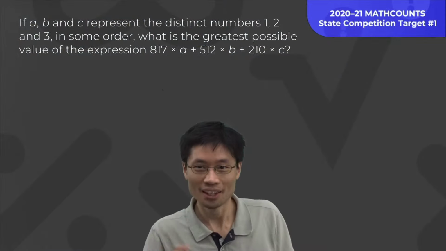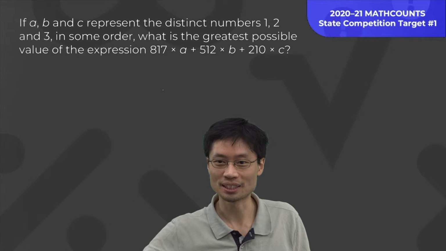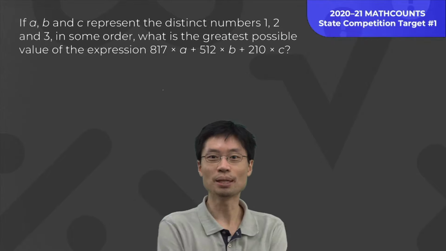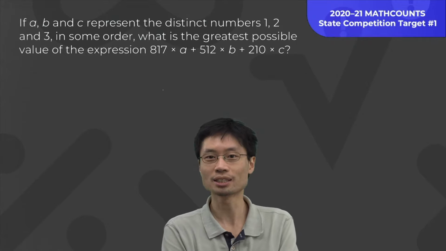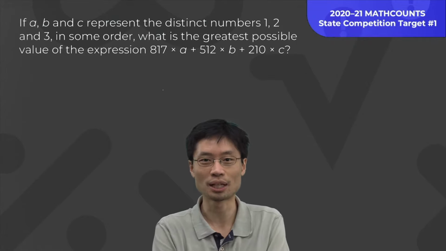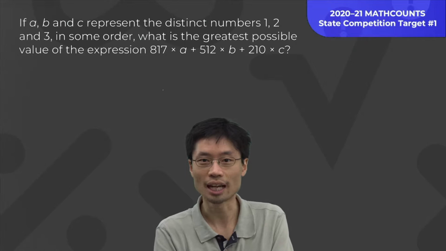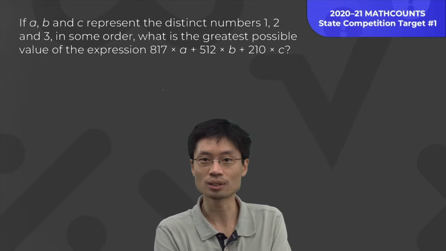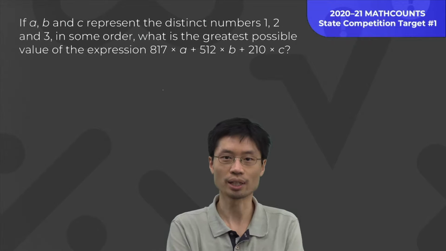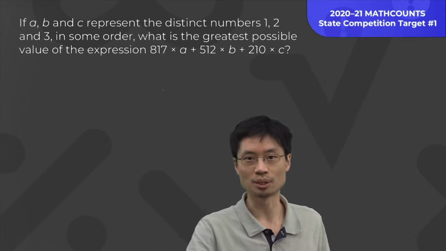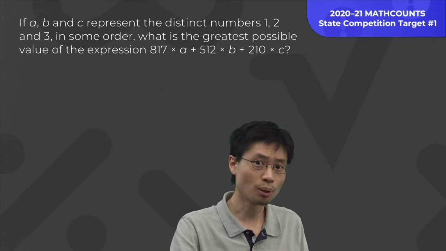And the first question is, if A, B, and C represent the distinct numbers 1, 2, and 3 in some order, what is the greatest possible value of the expression 817 times A plus 512 times B plus 210 times C? Okay. So I have these 3 numbers, 1, 2, and 3, and they're in some order.